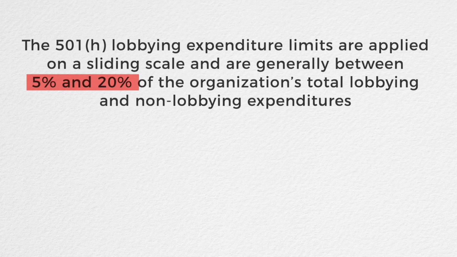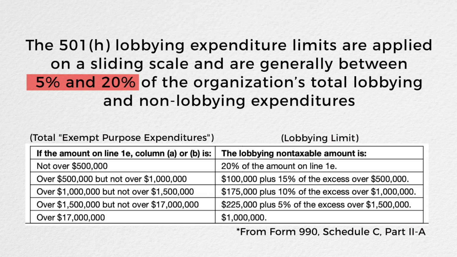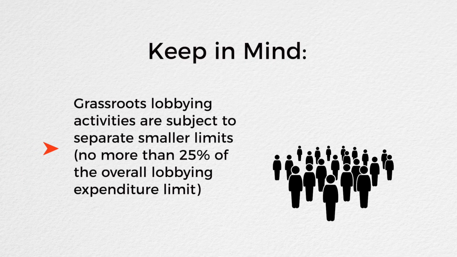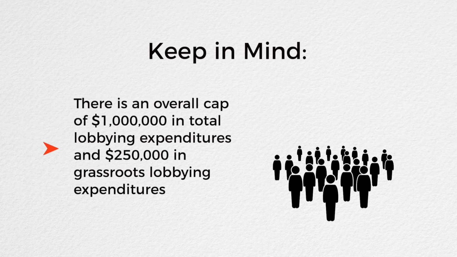The 501h lobbying expenditure limits are applied on a sliding scale and are generally between 5% and 20% of the organization's total lobbying and non-lobbying expenditures, as you can see by taking a look at the Form 990 Schedule C. Keep in mind, however, that grassroots lobbying activities are subject to separate smaller limits, which can be no more than 25% of the organization's overall total lobbying expenditure limit. Also keep in mind that under Section 501h, there's a total cap of $1 million in total lobbying expenditures and $250,000 in grassroots lobbying expenditures.